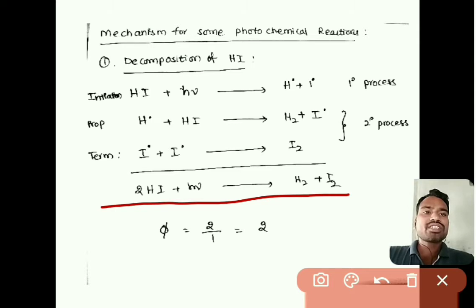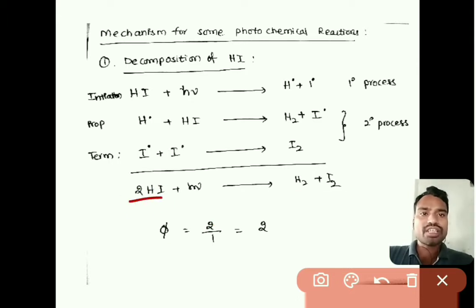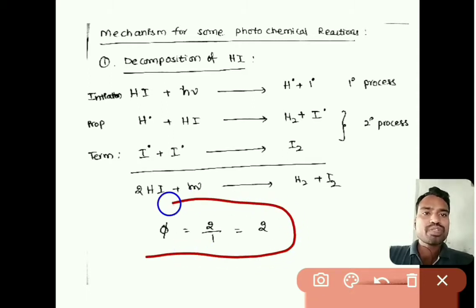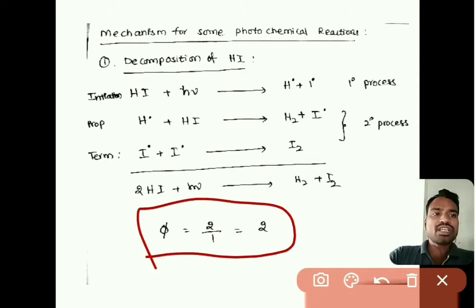So for this reaction, the quantum yield equals, here the number of reactant molecules reacted is 2, because 2 HI, and the photon absorbed is 1. So 2 by 1, that is equal to 2. So for this particular reaction, the quantum yield is equal to 2. So that is the quantum yield.